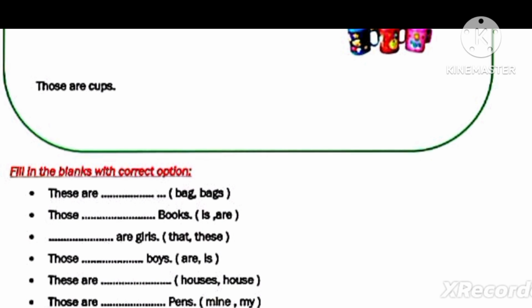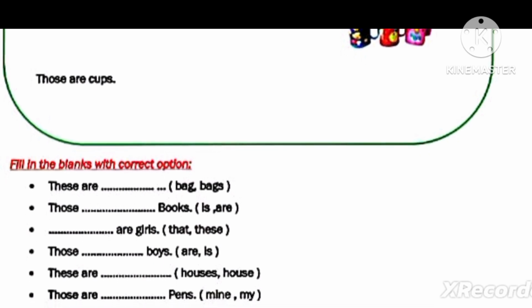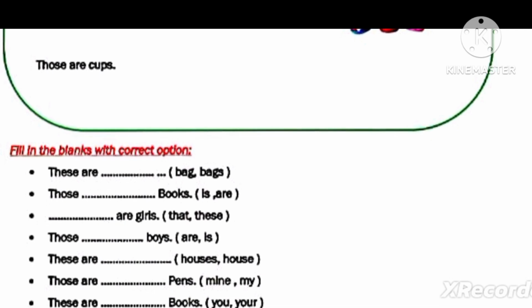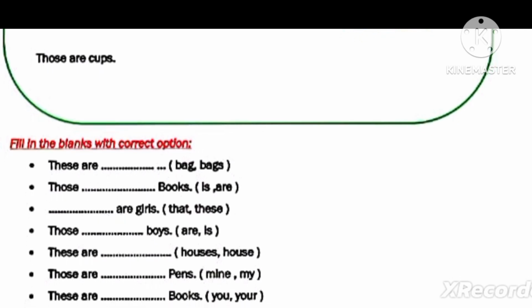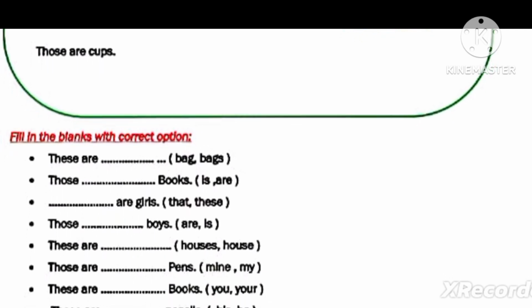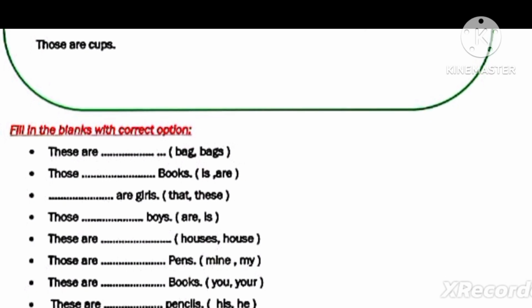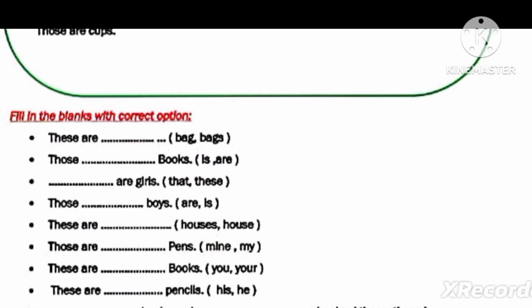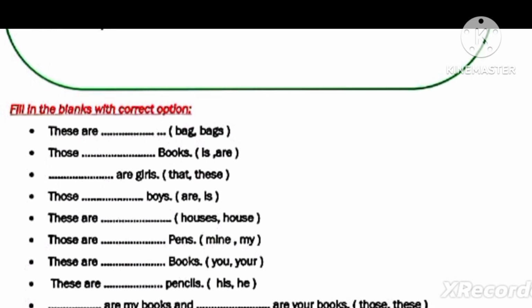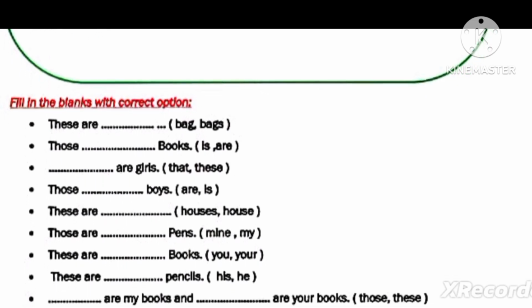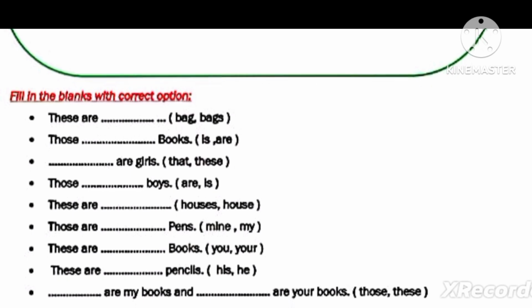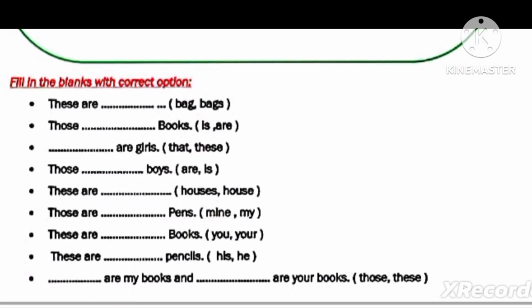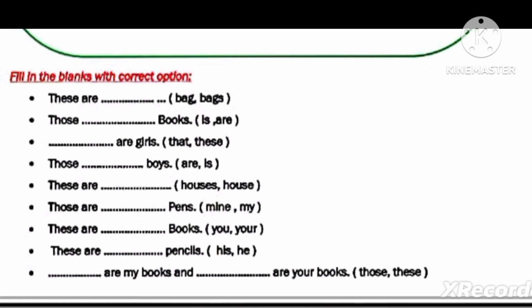Fill in the blanks with correct option. These are bags. Those are books. These are girls. Those are boys. These are houses. Those are my pens.